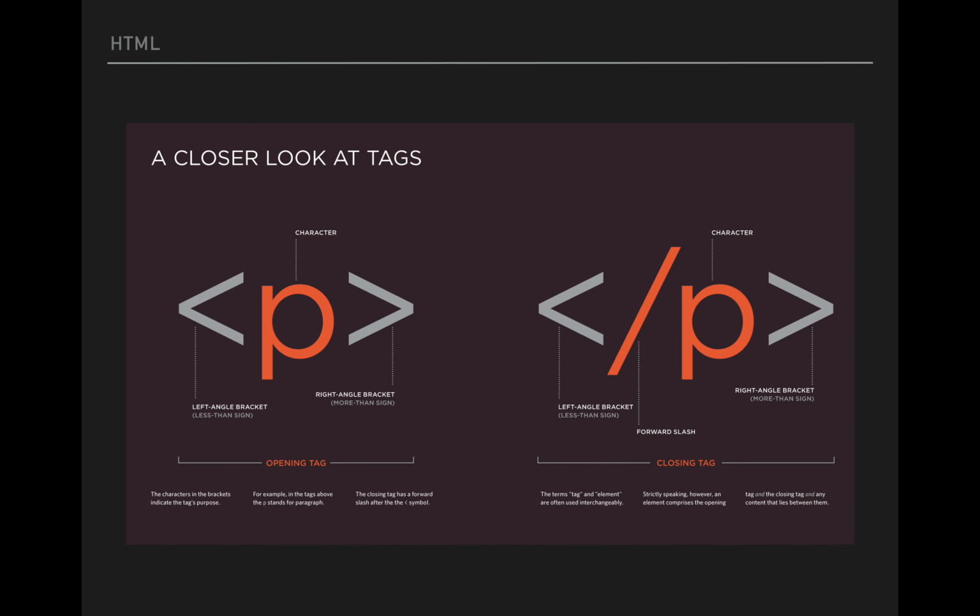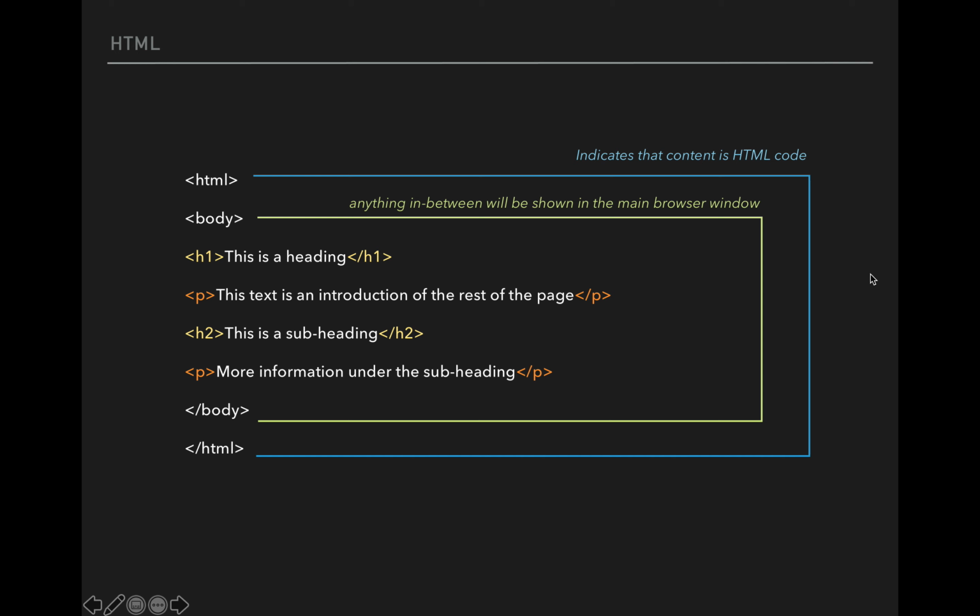So again, a closer look at tags, just a friendly reminder. This is our HTML tag structure. And again, we saw this earlier in the HTML lessons, just a basic structure of how basic HTML looks like. We always have our HTML tags indicating that this is an HTML document. We have our body tags indicating this is where the body of our page starts. And anything within the body is going to be your visual.